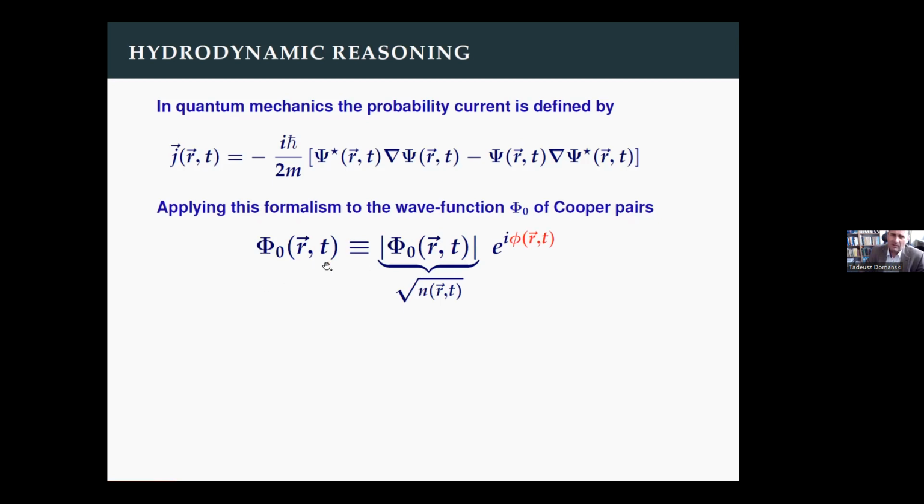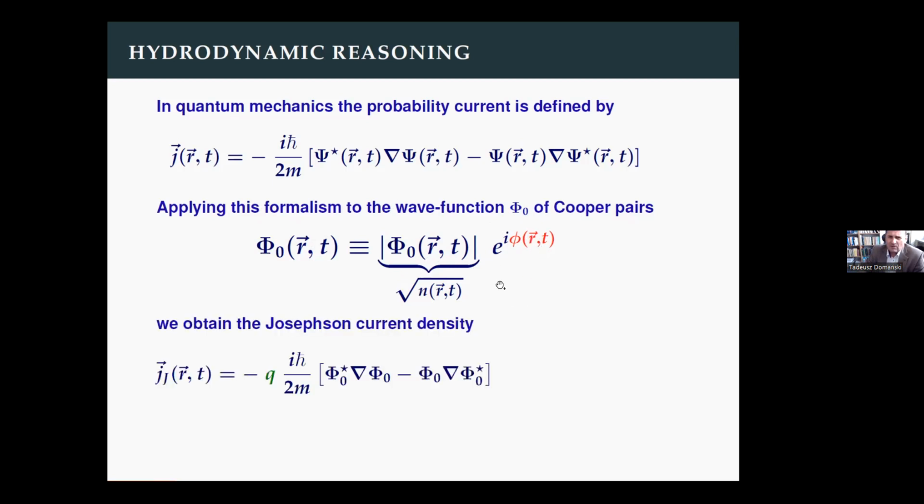If you apply this expression to the wave function of Cooper pairs of some superconducting reservoir, and you keep in mind that the wave function is a complex quantity, we can represent it in terms of absolute value, magnitude, which actually is nothing else but square root of concentration of Cooper pairs in this case, and phase. I denoted it by phi in red color.